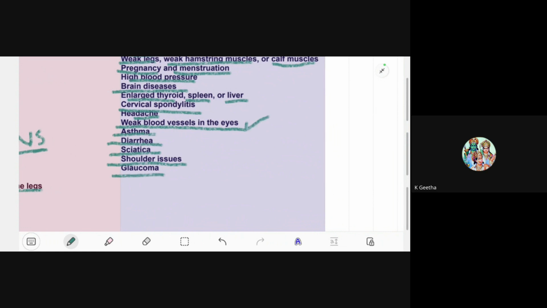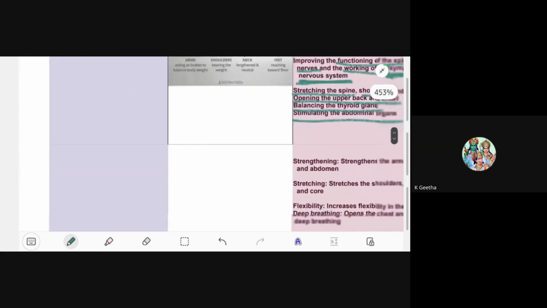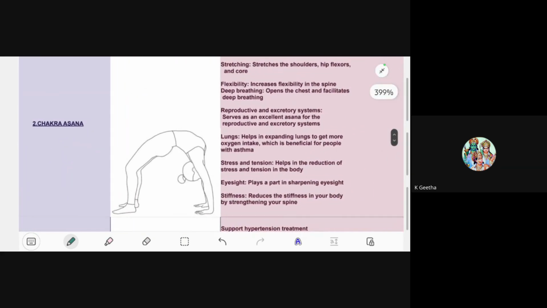We have already discussed this. The whole of the blood pressure is there. Okay, now the next one is chakrasana.